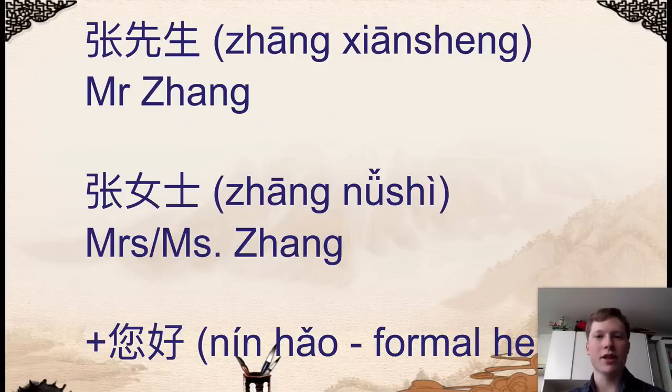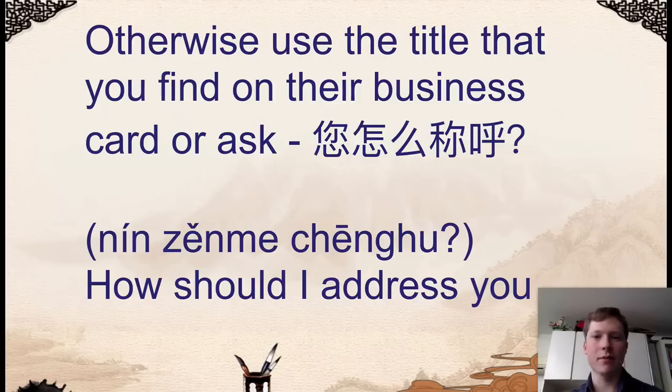And then you can also add a greeting to the end of this form of address. So you could say 张先生,您好. Hello, Mr. Zhang. This is the formal way to say hello. 您好 is the formal way, and 你好 is the informal way to say hello, which you might know already. So 张先生, Mr. Zhang, and 张女士, Mrs. or Miss Zhang.